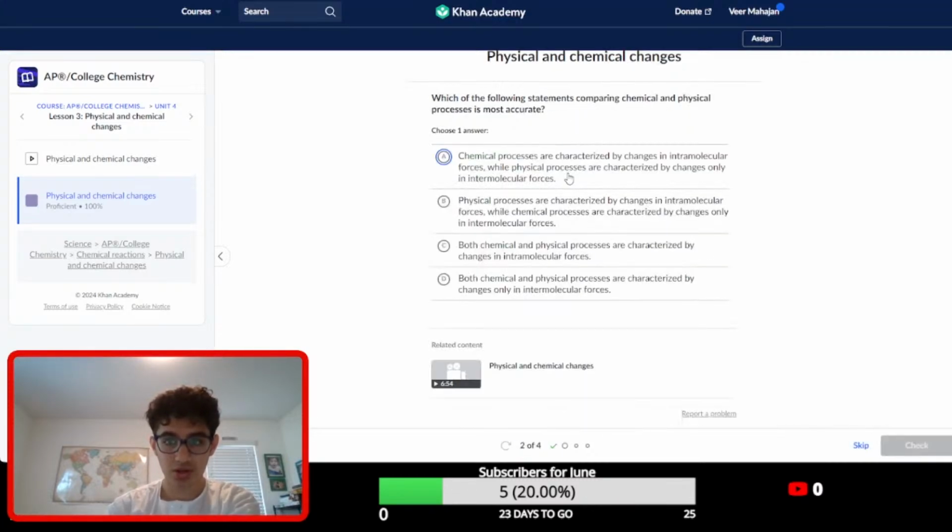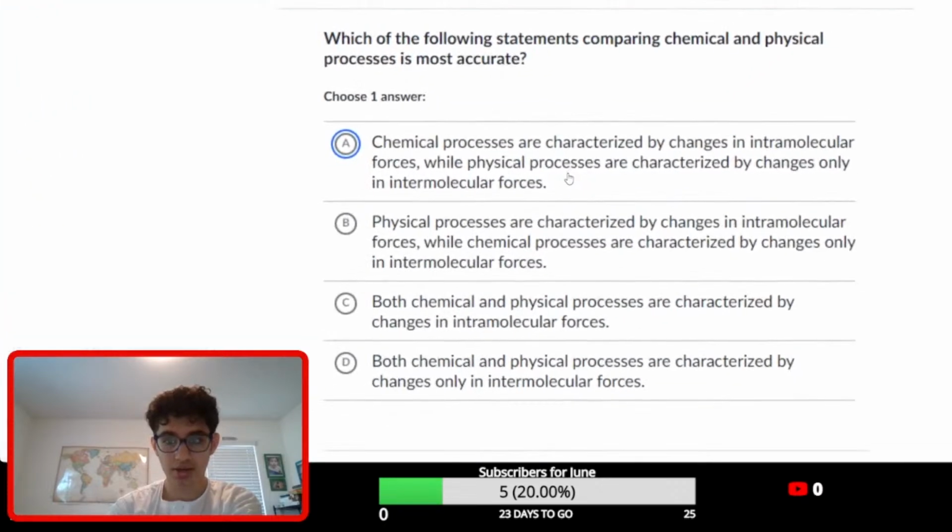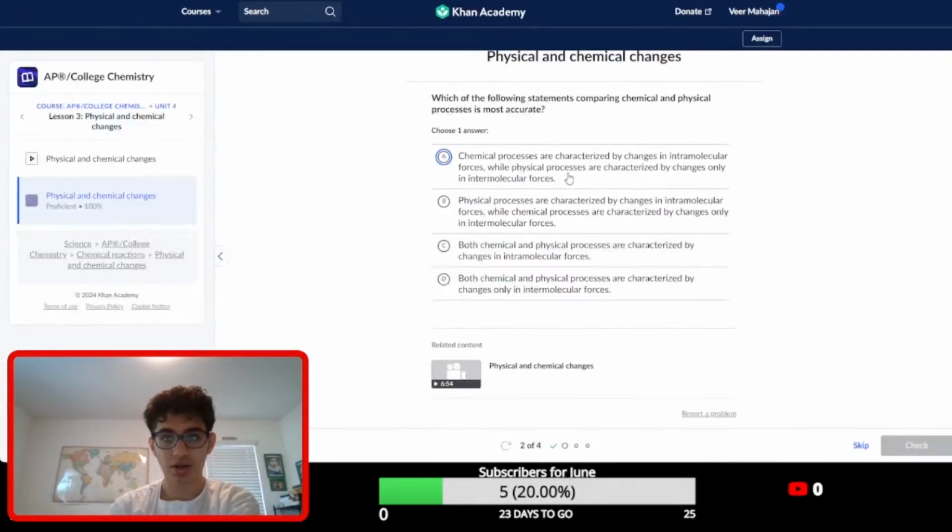Which of the following chemical processes are characterized by changes in intramolecular... Intramolecular means that it's like outside, which is wrong. Chemical processes are characterized by changes only in intermolecular forces, right? So it's B. Unless I'm misunderstanding it, because I think intermolecular, like intramural.